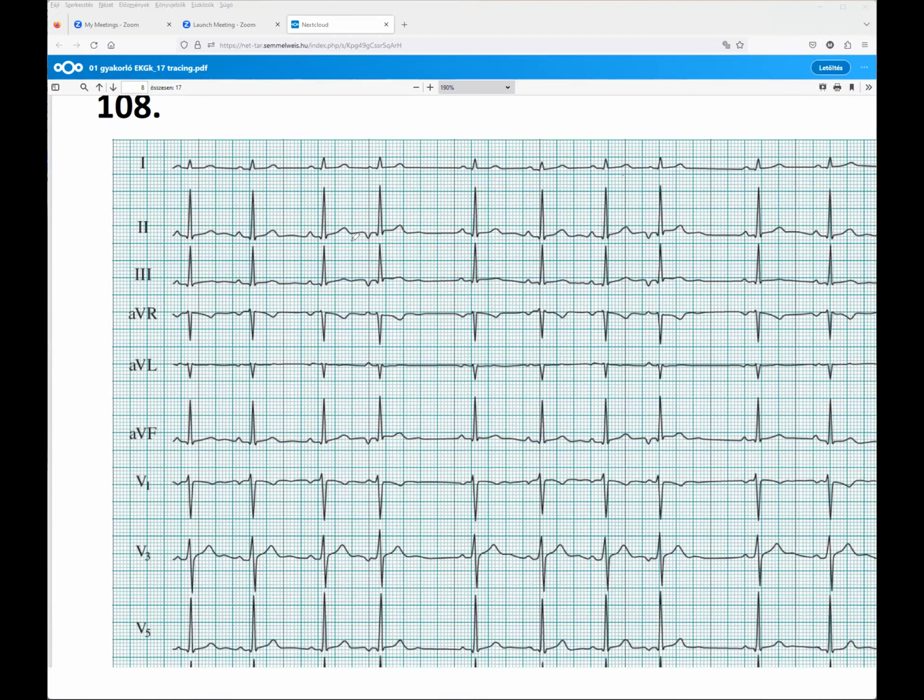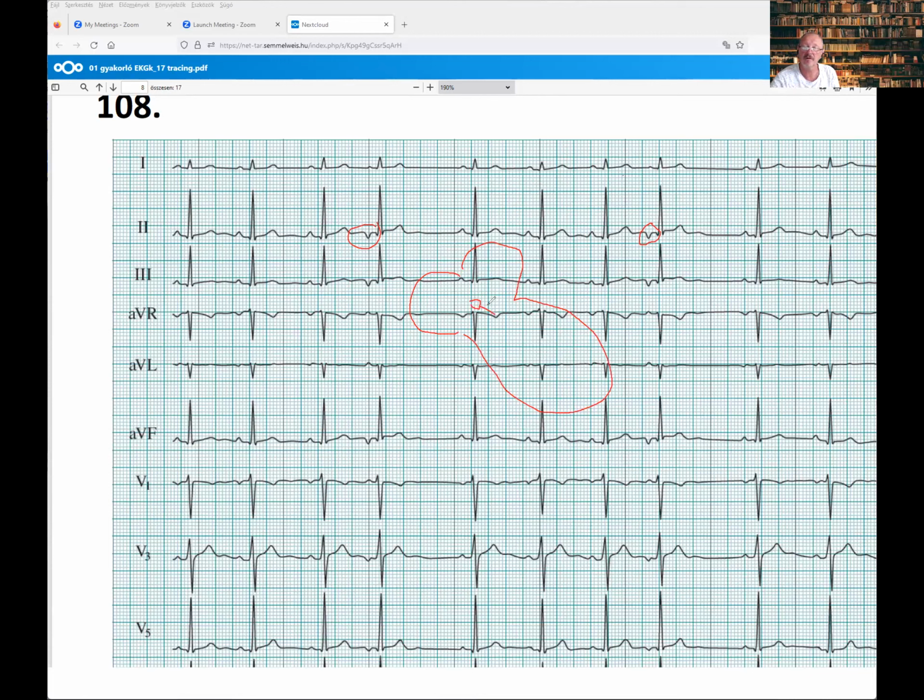I think every fourth one is an irregular one. So I think it's quadrigeminy. What kind of beat do we have here? The P is exactly the opposite. In lead number two it is not positive, but negative. So that means that's a junctional beat. So every fourth beat is a junctional premature beat, because this is the heart, okay?